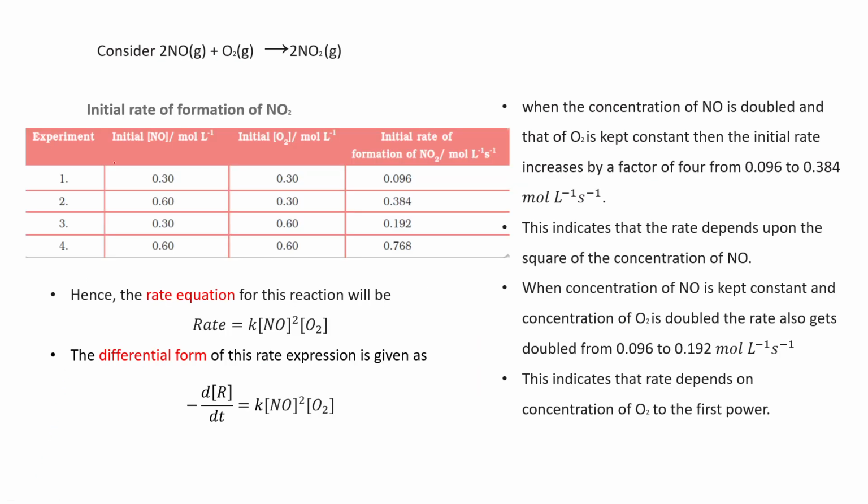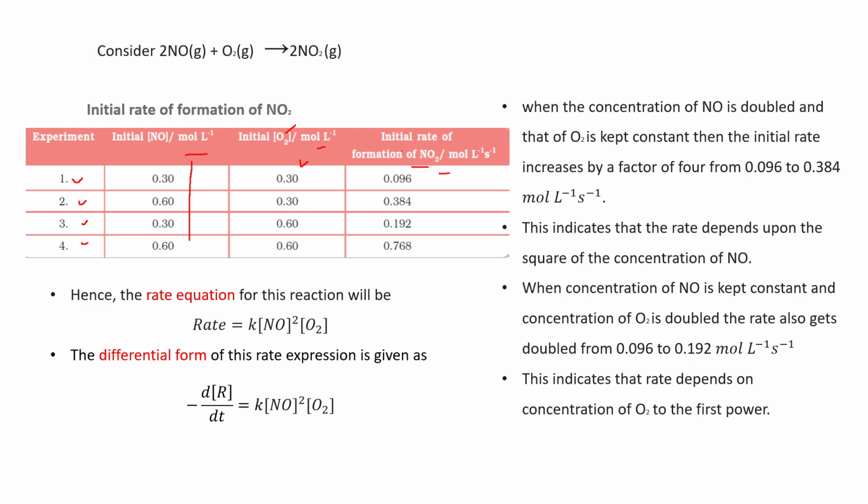Now consider one example: 2NO plus O2 gives 2NO2. Four experiments are shown in this table: 1, 2, 3 and 4. In this column, the initial concentration of NO is given in mole per liter. In this column, the initial concentration of O2 is given in mole per liter. And this column represents the initial rate of formation of NO2 in mole per liter per second.